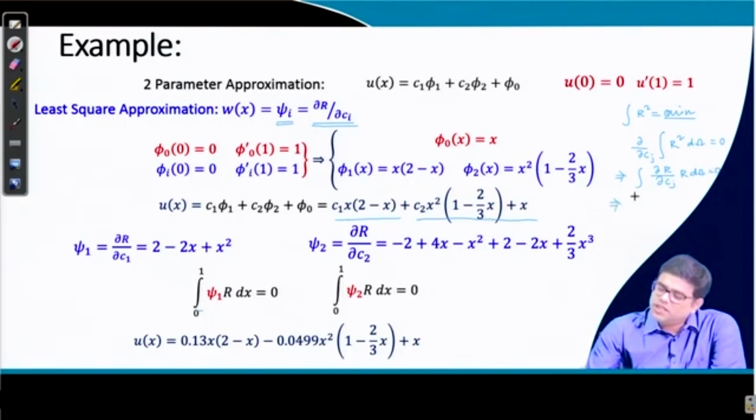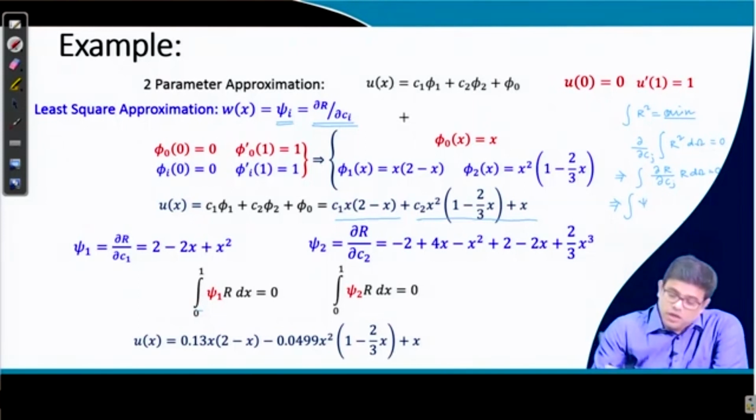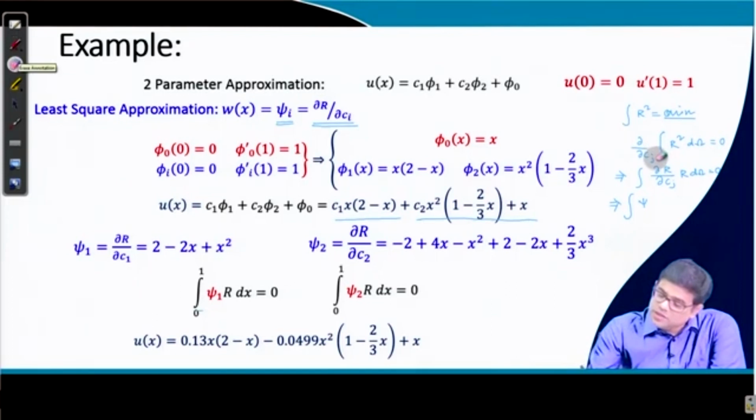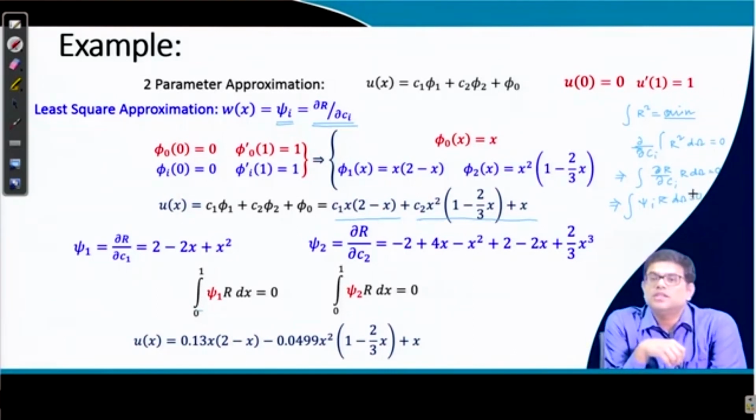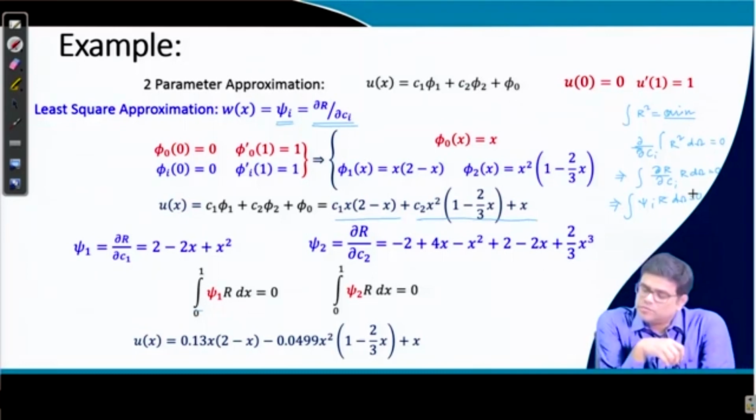So this is my normal equation. So now if I look at it carefully, this is nothing but my psi, sorry, this will be i, not j. So this is del r by del Ci, so psi i r d omega must be equal to 0. So this is my least square solution. The same way, the only change is the weight function.